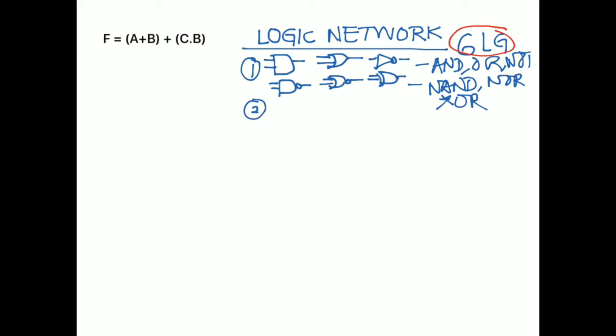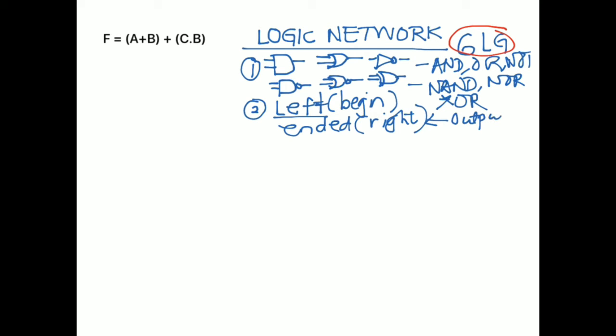The second rule is that when you start drawing, you have to start from the left. So you begin from the left when you want to draw a logic network, and end to the right. All the process should begin from the left and end to the right, which will be your output. So let's have a look at this example.